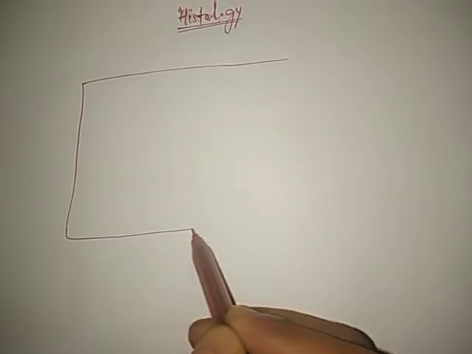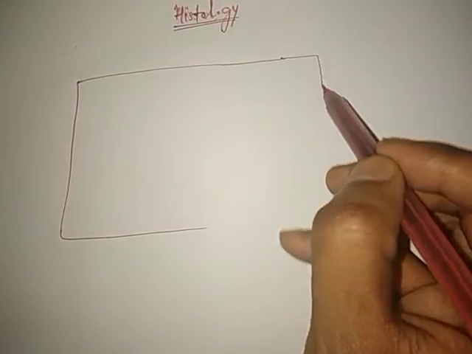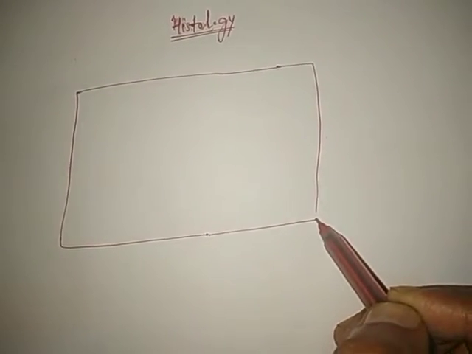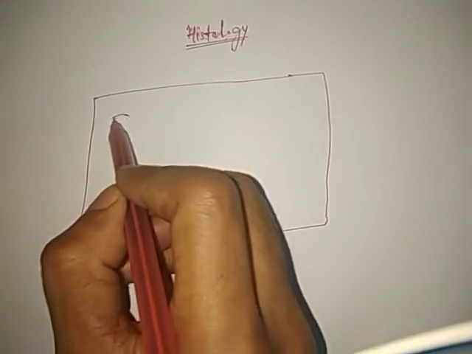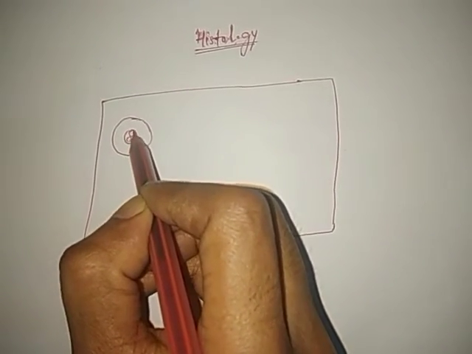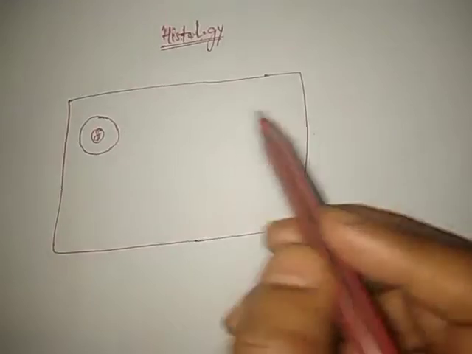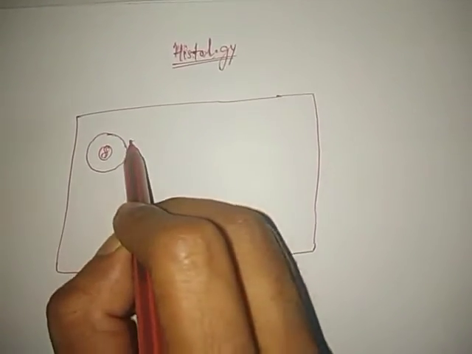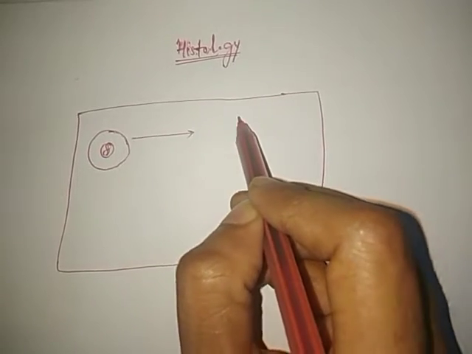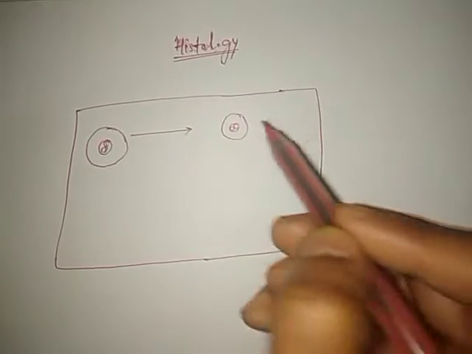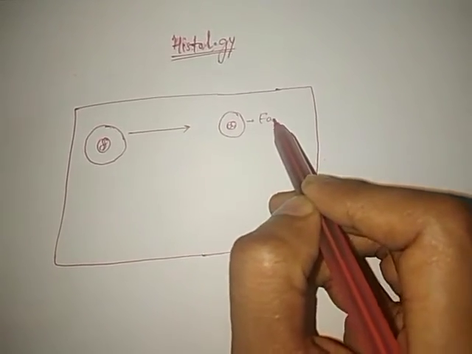This is the tissue section, and suppose we have the specimen of the apoptotic tissue. Suppose this is the normal cell and this is the nucleus of the cell having the chromatin. In apoptosis, the earliest feature which we see is that the cell undergoes shrinkage like this. This is the earliest feature of apoptosis.